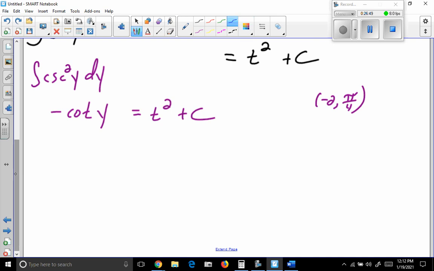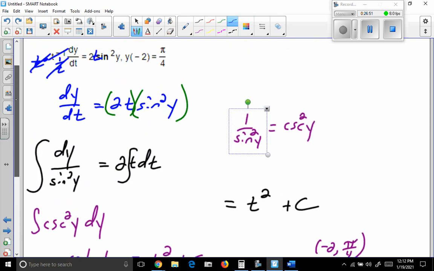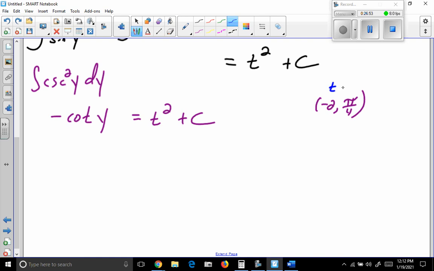I said x and y. We're actually t and y. So this is t and this is y. So in place of t, negative 2. In place of y, pi over 4. So negative 2 squared is 4.